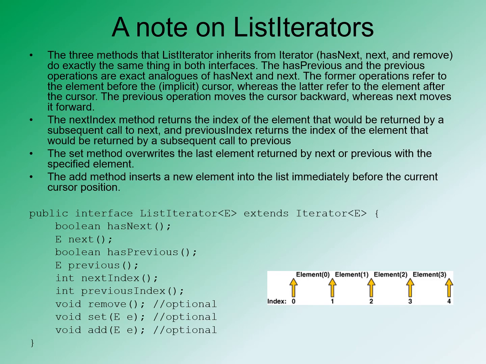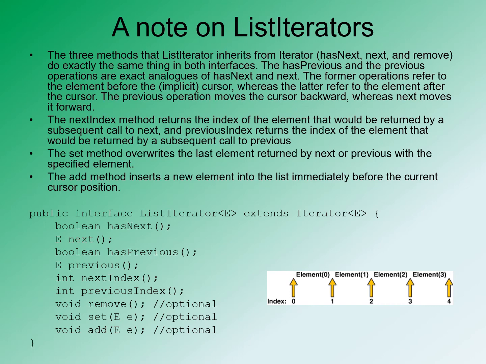A note on list iterators. The three methods that list iterators inherit from iterator are hasNext, next, and remove. They do exactly the same thing in both interfaces. The hasPrevious and previous operations are exact analogues of hasNext and next. The former operations refer to the element before the implicit cursor, whereas the latter refer to the element after the cursor. The previous operation moves the cursor backward, whereas next moves it forward.